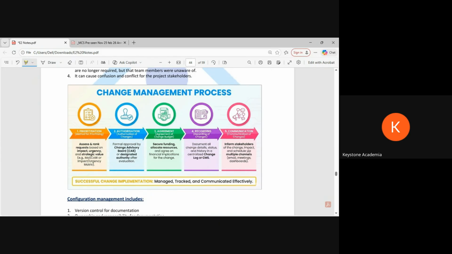Inform stakeholders of the change impact and schedule via multiple channels: email, meetings, and dashboards. It depends on what kind of communications we can use.